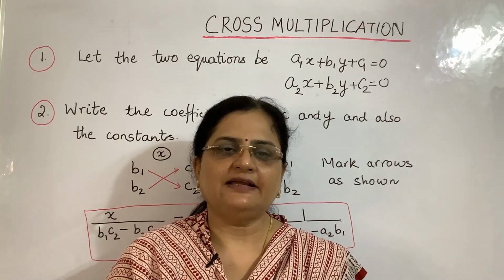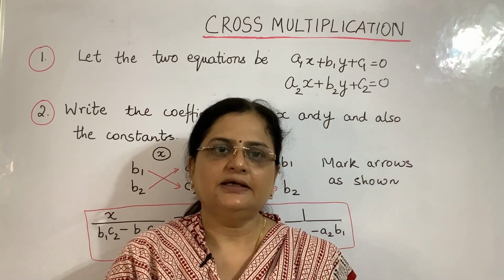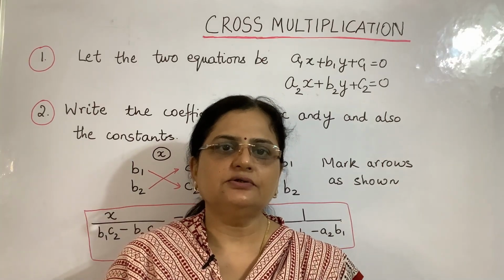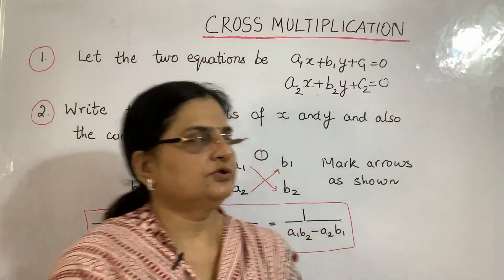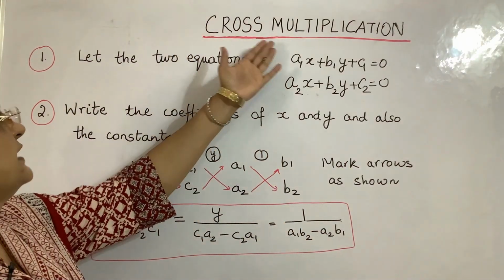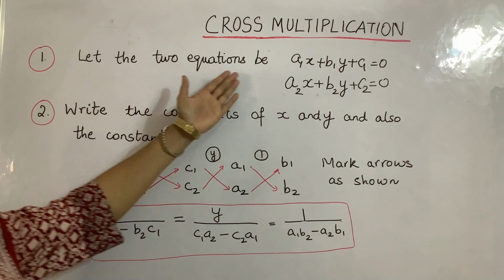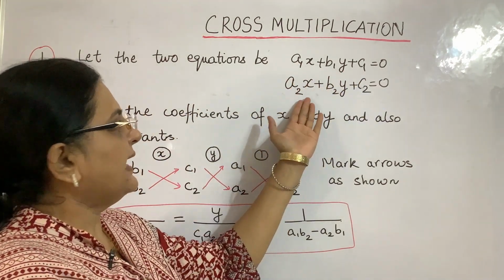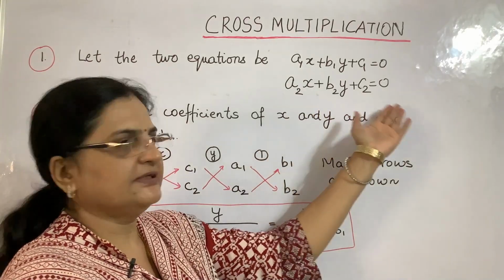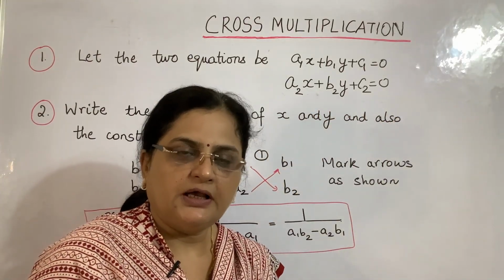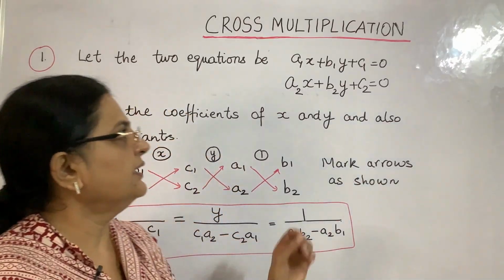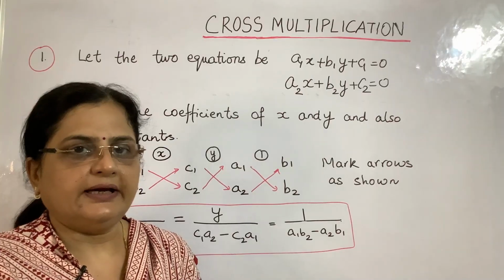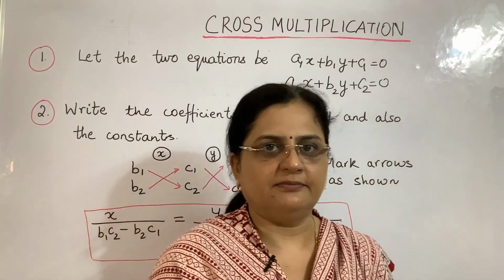So the method I will be talking about today is the cross multiplication method of solving linear equations in two variables. So the cross multiplication method says that let the two equations be of the form a1x plus b1y plus c1 is equal to 0 and a2x plus b2y plus c2 is equal to 0. If you make a note here, the right hand side has 0. It does not have the variable.